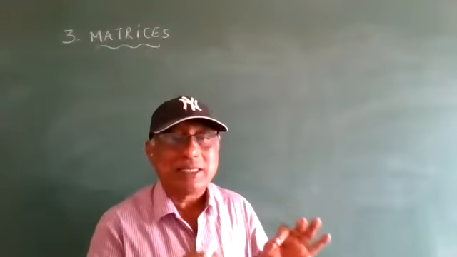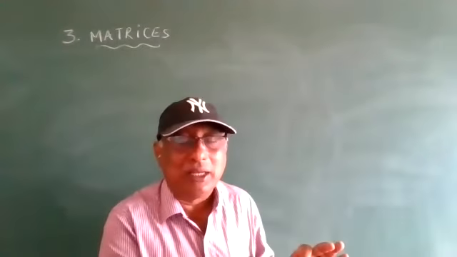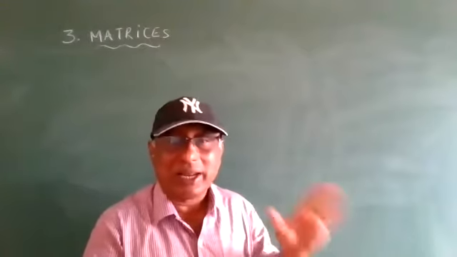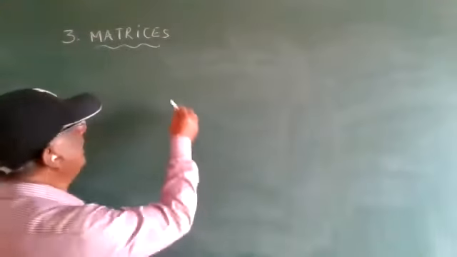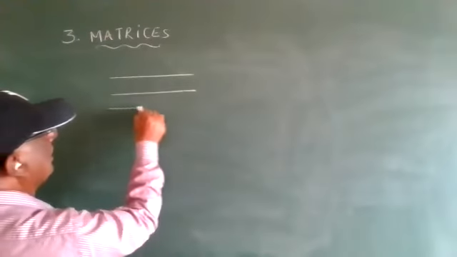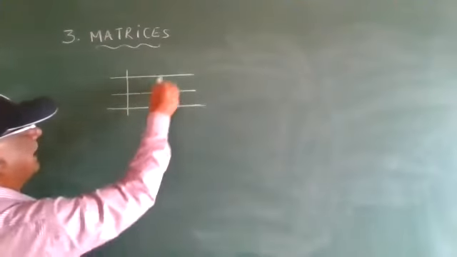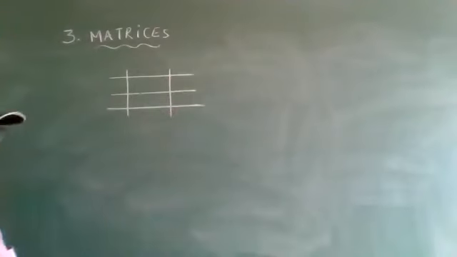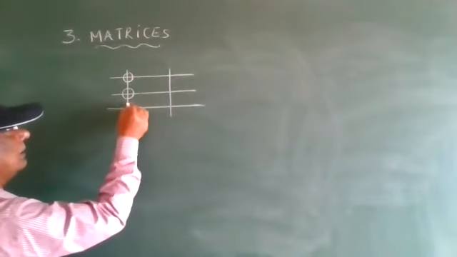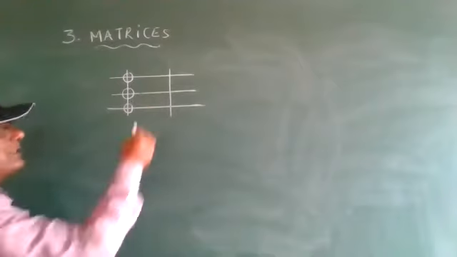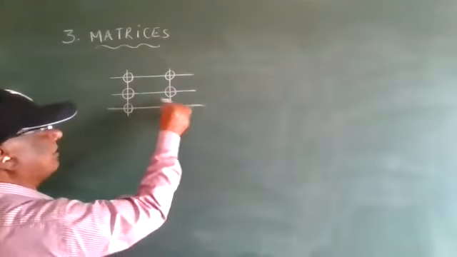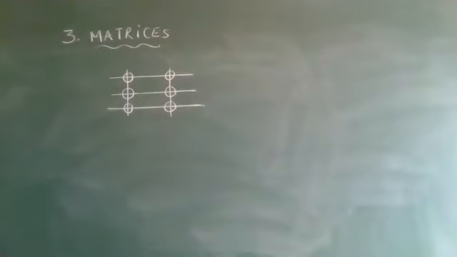What is matrices? Matrices is nothing. It is just a straight line concept. They are going to convert it into matrices. What is the straight line concept? I will draw 3 horizontal lines and 2 vertical lines. The points of intersection are 1, 2, 3. 3 points of intersection. Here also 3 points of intersection. Okay?